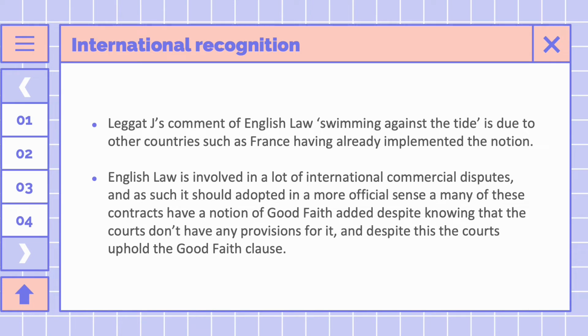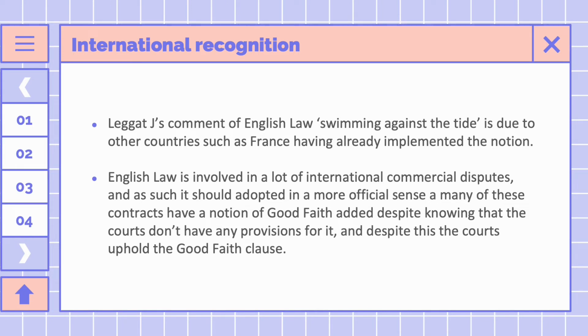The first reason is the international recognition of good faith. In Leggatt's judgment, he commented that English law is swimming against the tide. This is due to other countries, such as France and many others throughout the world, having already implemented the notion, which has left the UK on the outside, as a unique legal system for not having adopted it.